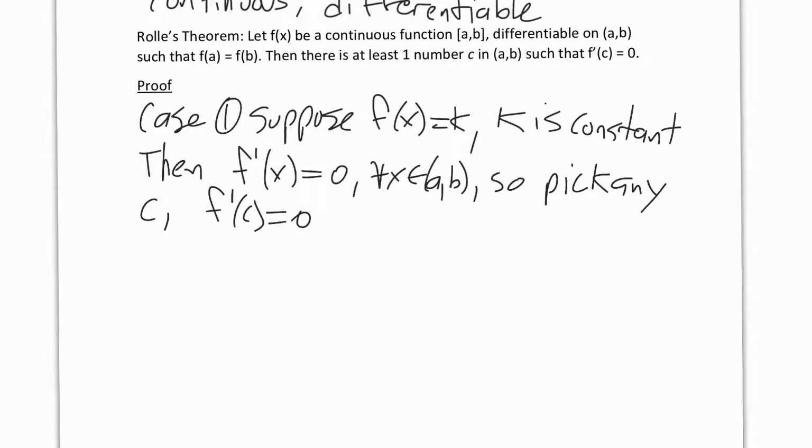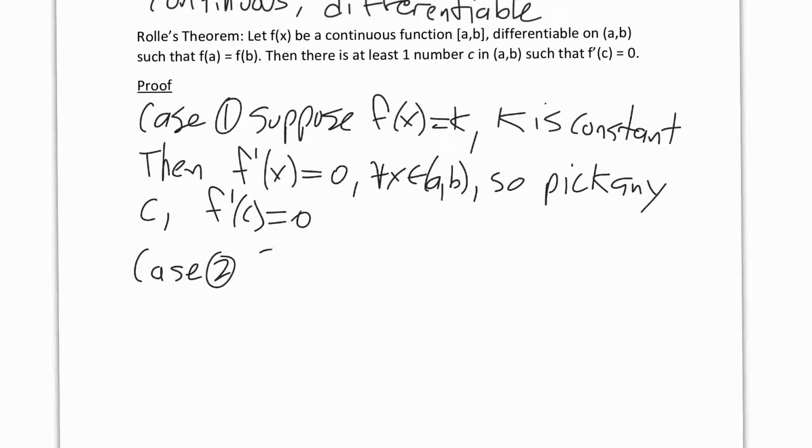That's a bit of a boring case. If you have a constant function, a flat line, well, the derivative is 0 everywhere. So, of course, we have a derivative of 0 somewhere. But we need to get that case out of the way so we can do case 2 and 3. So for case 2, now we're going to suppose that the function is not constant. Well, if the function is not constant, either the function goes up or the function goes down. Because, well, those are the only two directions you can go.